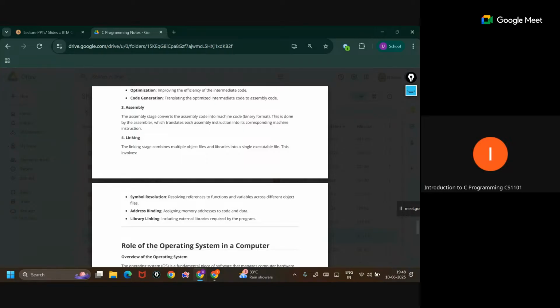And the last stage is linking. Whatever files we have are taken into a single executable file. That involves symbol resolution, address binding, and library linking.